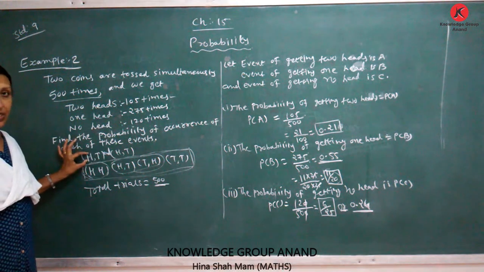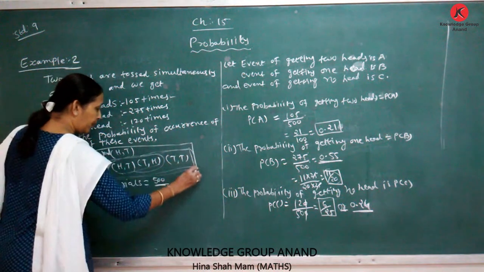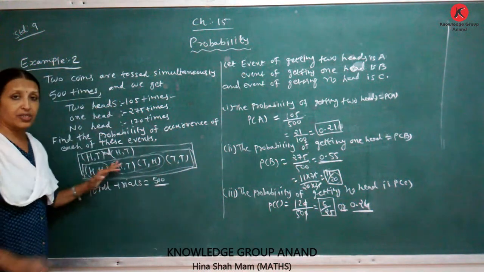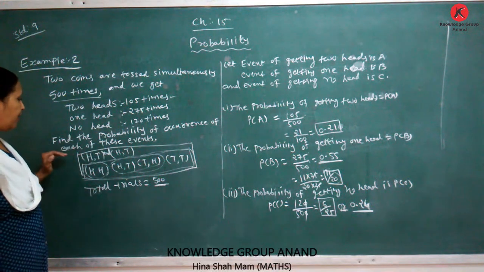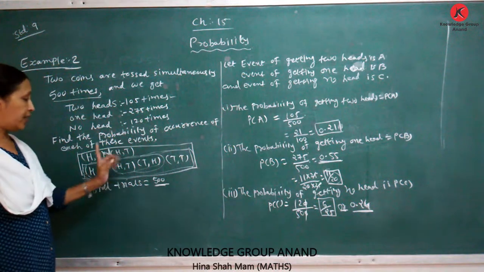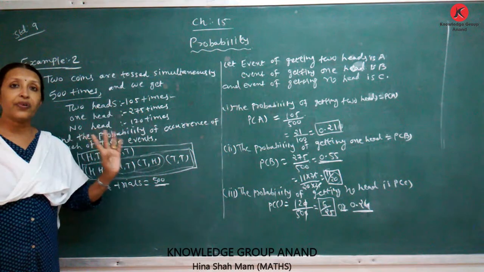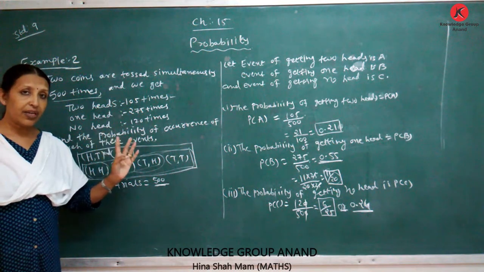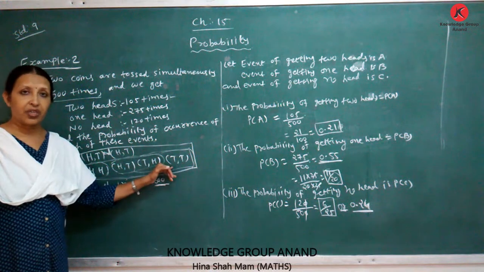Suppose one coin has H T and T H. It is not necessary to write this in your notebook. It is for your understanding. You write your sums here. Here are 2 coins, so 4 events occur: HH, HT, TH or TT.